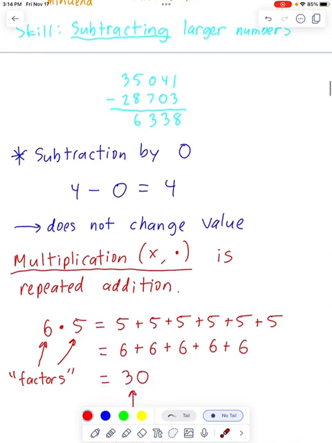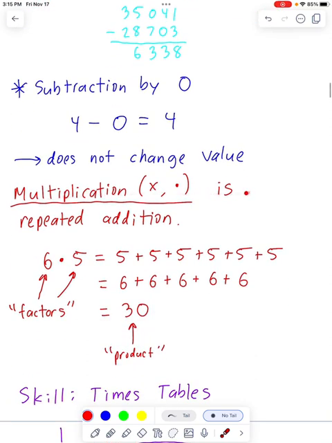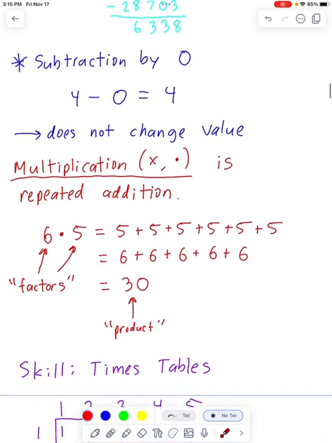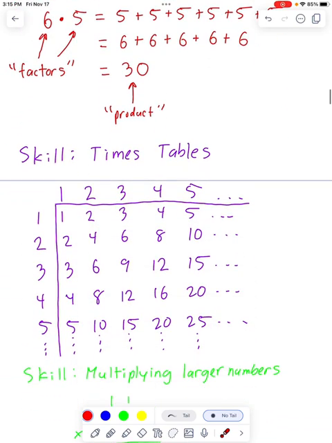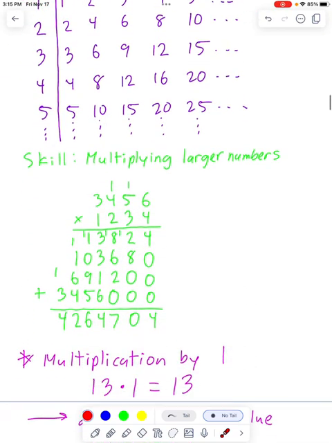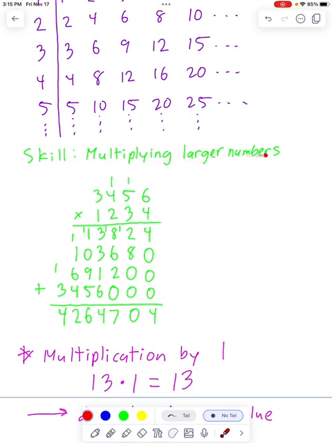minuend in this case. Multiplication is essentially repeated addition. So in this case, 6 times 5 is the same as 5 added 6 times, or 6 added 5 times. These two numbers that are being multiplied are called factors. The result is called the product. A skill at this point in terms of multiplication is memorizing times tables. Another skill in terms of multiplication at this point is multiplying larger numbers in this fashion.